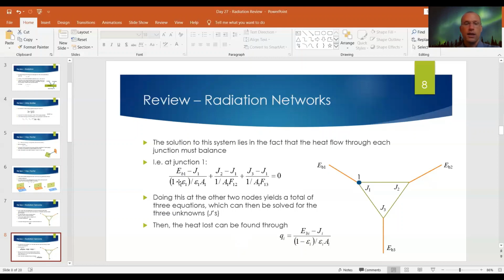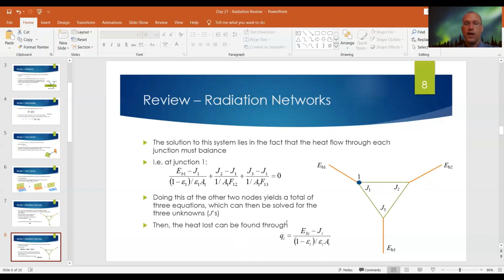So in this equation, I know my EB, I know my epsilons, I know my A's, I know my shape factors. The only thing I don't know is J1, J2, and J3. So basically I have one equation for 3 unknowns. Do that at node 2. Again, similar equation. You're going to have another equation. I know everything in that equation except for my J's. Do that for node 3. Gives me now 3 equations and 3 unknowns. So 3 equations, 3 unknowns. I can solve for all my J's.